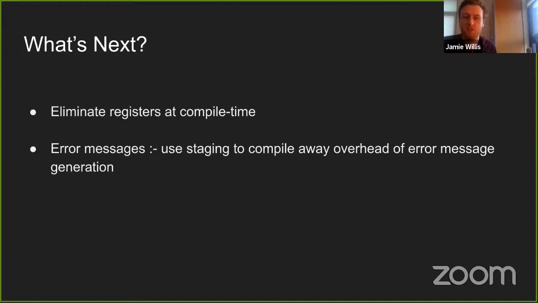And the second is to actually introduce error messages and use staging to compile away the overhead. And I noticed there was a question about that in the chat, so I'll get to that. And I think this is a really cool idea as well. So do all your error message generation at compile time, and at runtime, you don't have to carry it around.